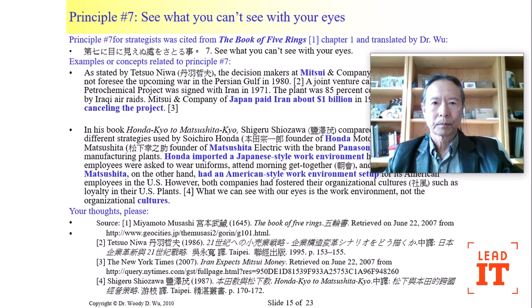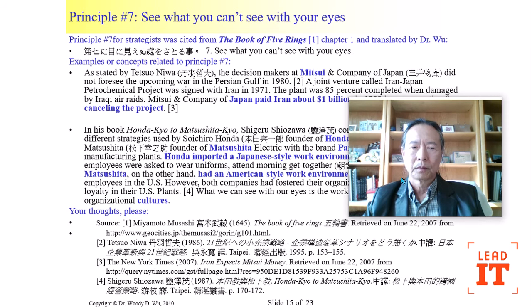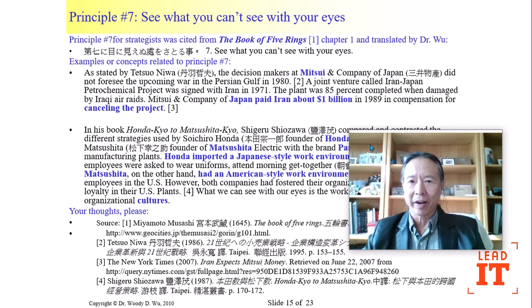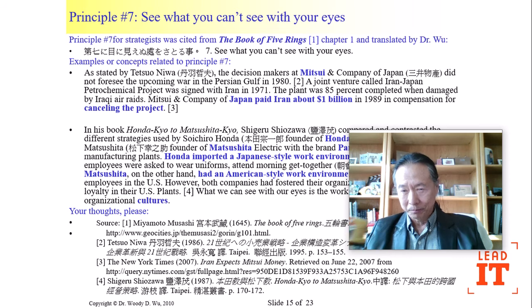Principle number seven, see what you cannot see with your eyes. Tatsuo Niwa, the decision maker of Mitsui and Company in Japan, stated that no one foresaw the Persian Gulf War, and eventually Mitsui and Company of Japan paid Iran about $1 billion in 1989 in compensation for canceling the project. Nobody saw that.